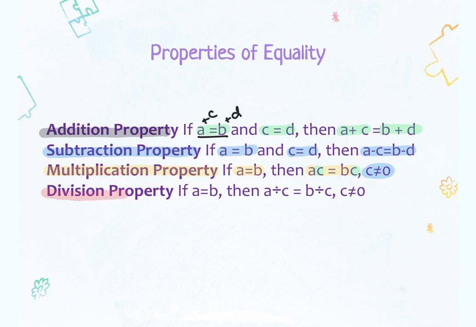And the last one, the division property. If A equals B, then A divided by C equals B divided by C. So now we're dividing both sides of the equation by the same thing. And again, C cannot be 0. This time it would be undefined if I divided by 0.